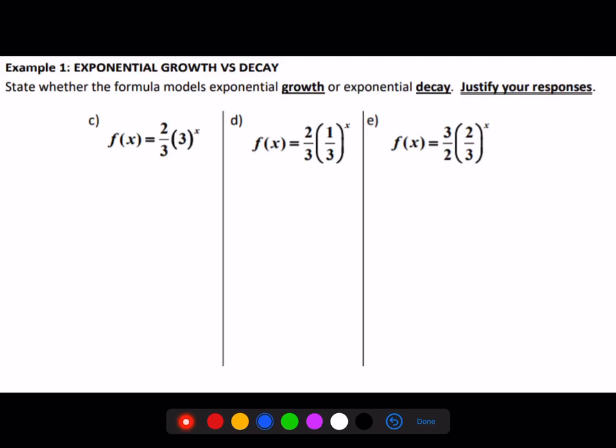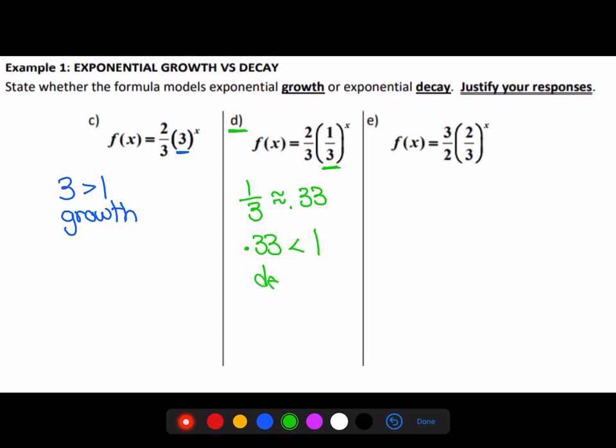All right, letter C. First off, we find our B value as 3. Now, 3 is greater than 1, which means that this is a growth function. So letter C is growth because B is greater than 1. 3 is greater than 1. Letter D. Our B value in this case is 1/3. Well, 1/3 is about 0.33. It repeats forever. And I know that 0.33 is less than 1, so letter D is decay.